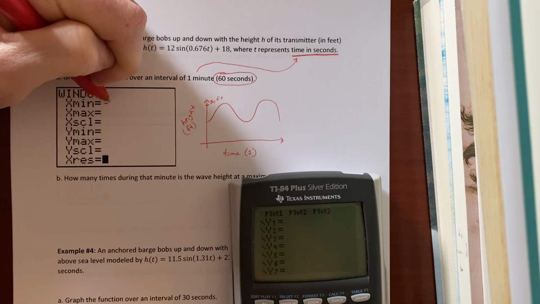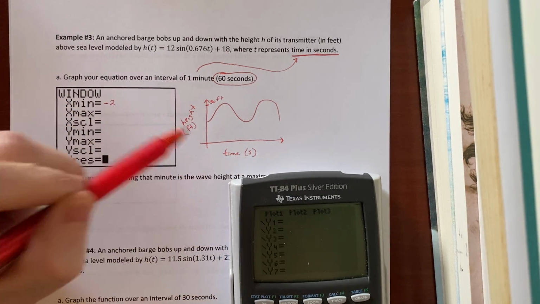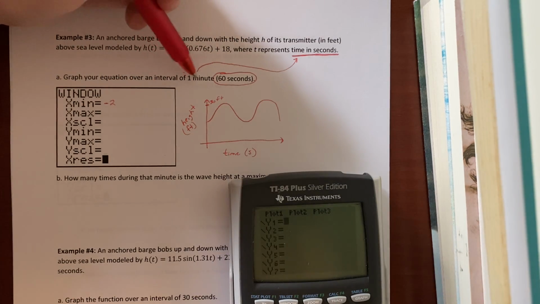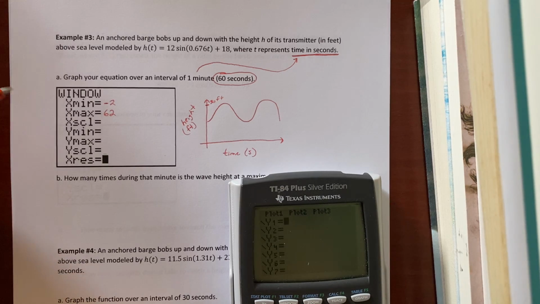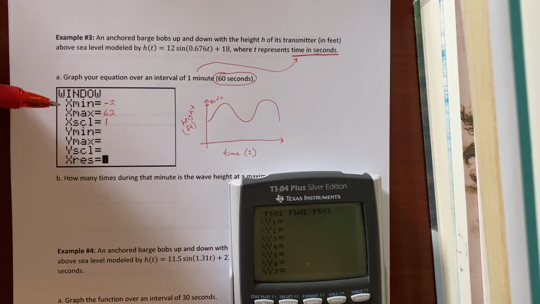Okay, so once again, I like to see the bottom of the ocean floor. So I'm going to make, or sorry, this is my x-axis. I want to see a little bit of time to the left. So I'm just going to make that a -2 just so I can actually see my y-axis. My x maximum, it is over a time period of 1 minute, which is 60 seconds. I'm going to make this a little bit larger, so I'm going to make it a 62. My scale, I always like to just go up by ones. Doesn't really bother me that much.